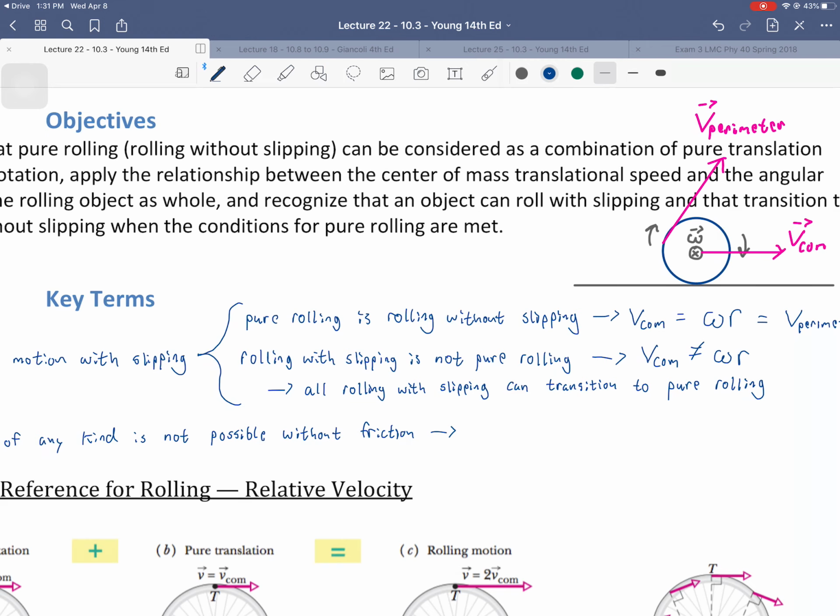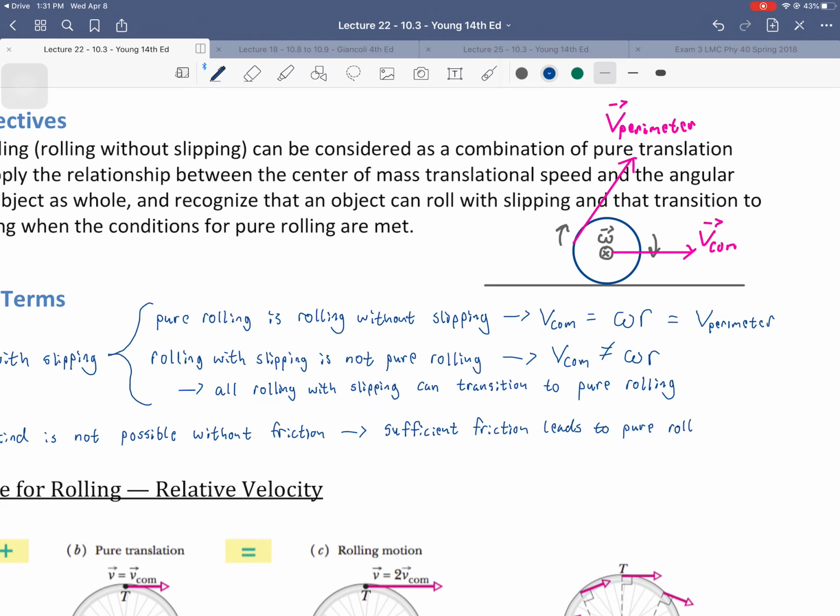Okay? So one idea that builds directly off that is if we have sufficient friction, then we can have pure rolling. So sufficient friction will lead to pure rolling. So what is sufficient friction? Well, that means that we need to have the object decelerate until the friction balances out the mass times acceleration, or moment of inertia times angular acceleration. And when the friction balances out, then pure rolling will begin.